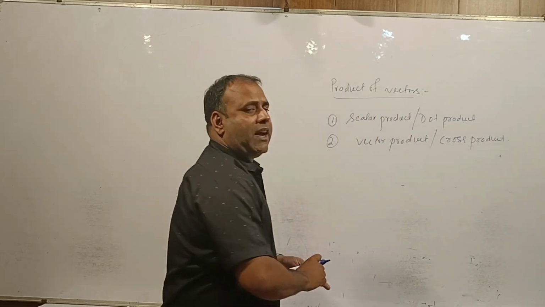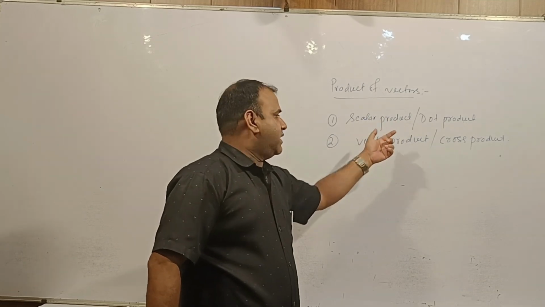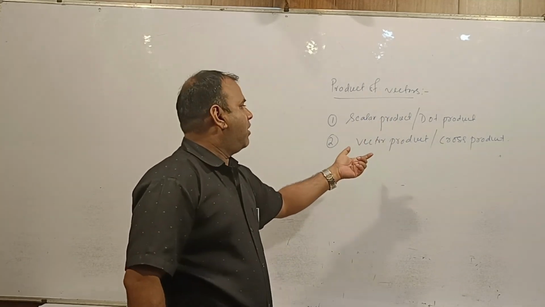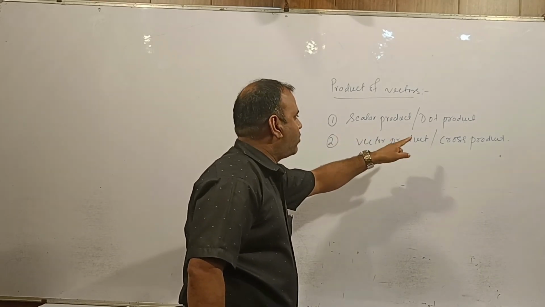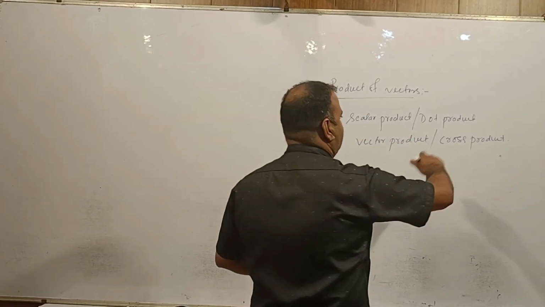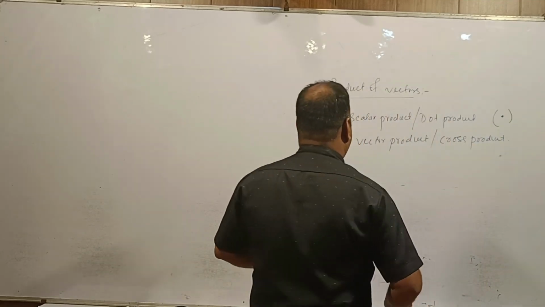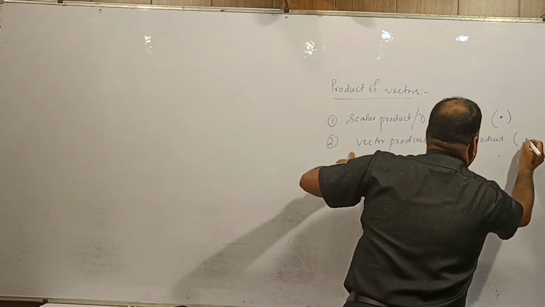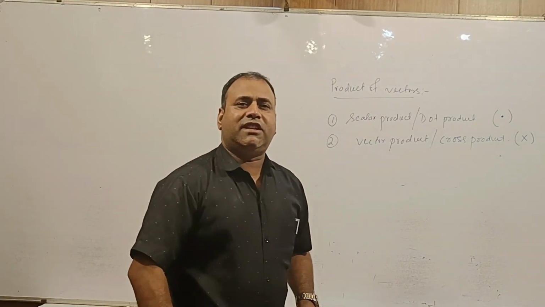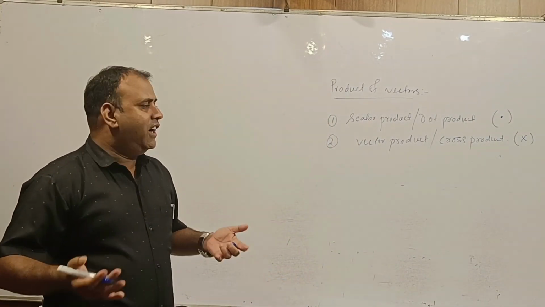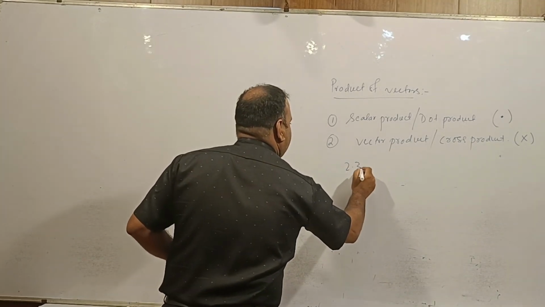So two types of product are there. One is scalar product or dot product, the other is vector product or cross product. Now first you see what is the meaning of scalar product, dot product. Basically scalar or dot product means only a dot is here, and vector product or cross product is represented by a cross.